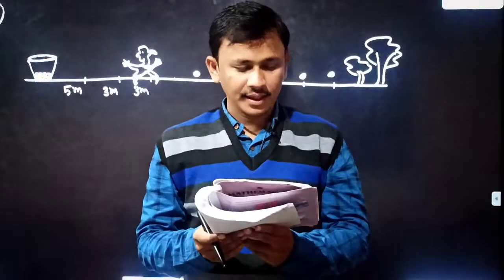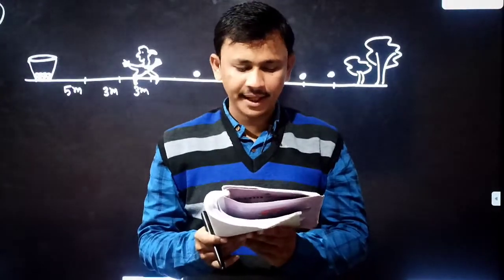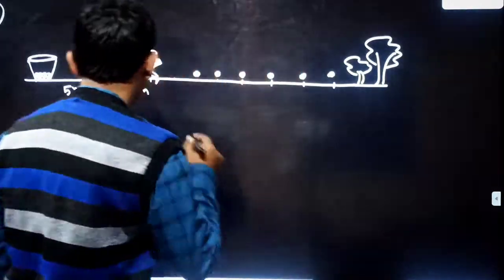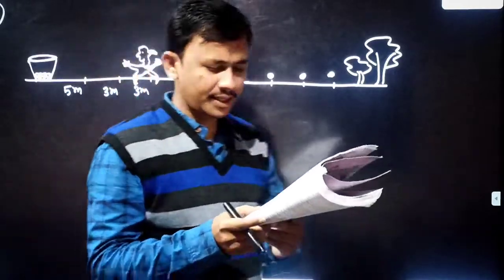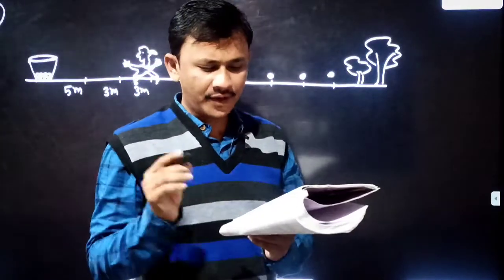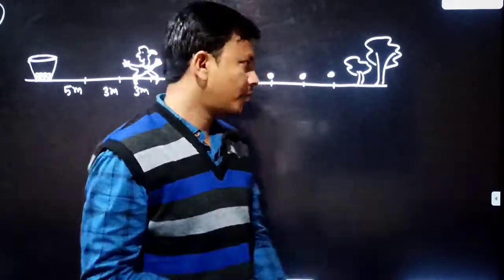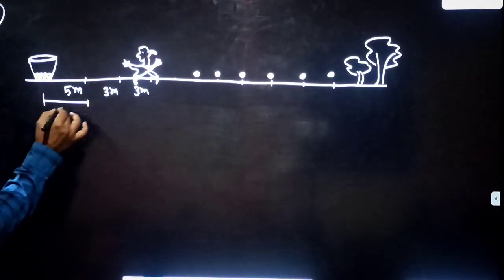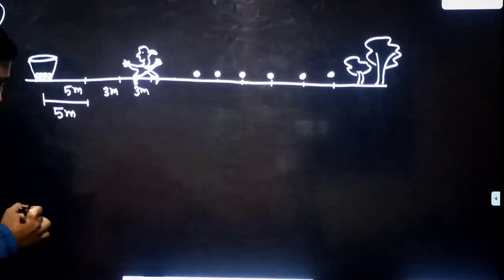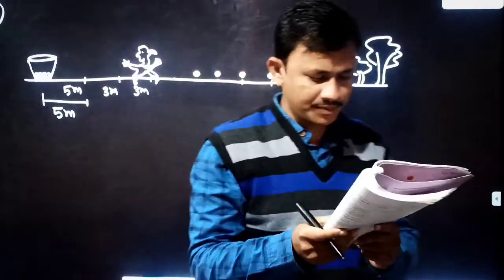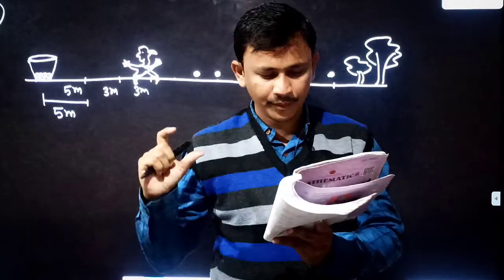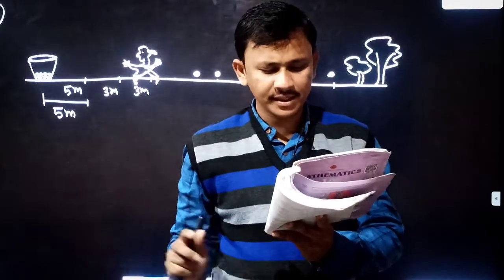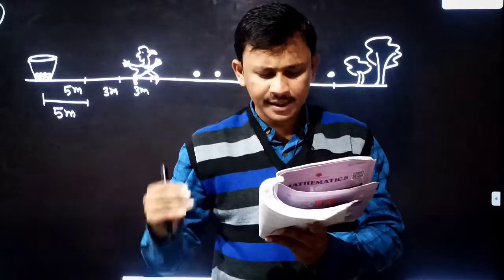20th question. In a potato race, a bucket is placed at the starting point, which is 5 meters from the first potato. What is the distance between the bucket and the first potato? 5 meter. Correct? 5 meter is the distance between the first potato and the bucket. And the other potatoes are placed 3 meter apart in a straight line.